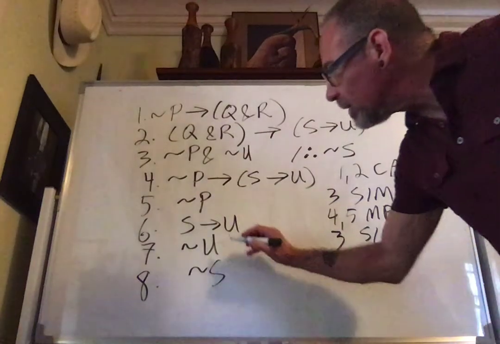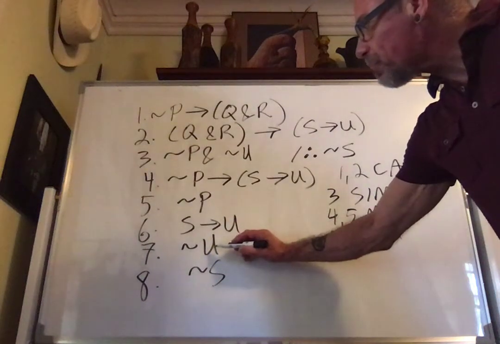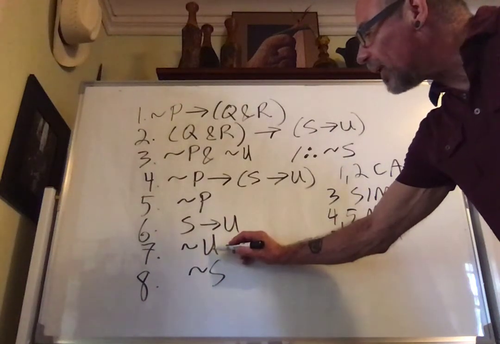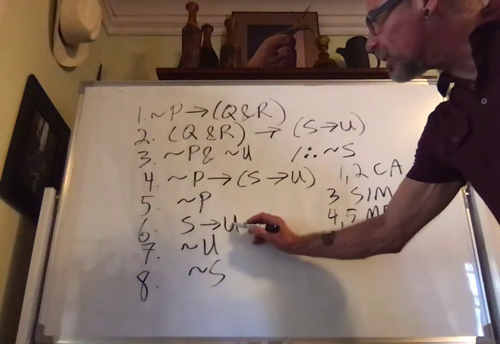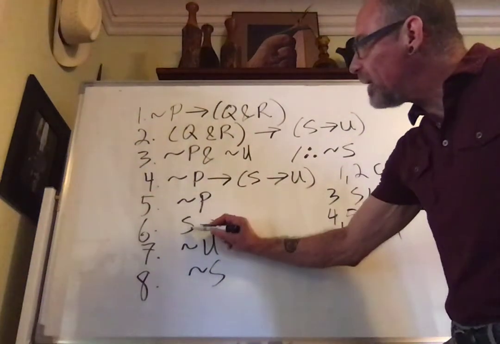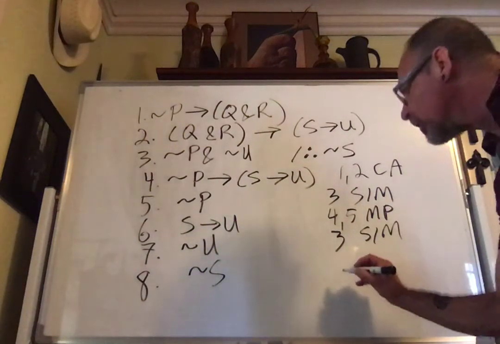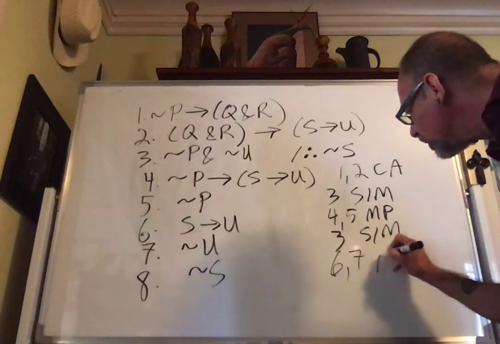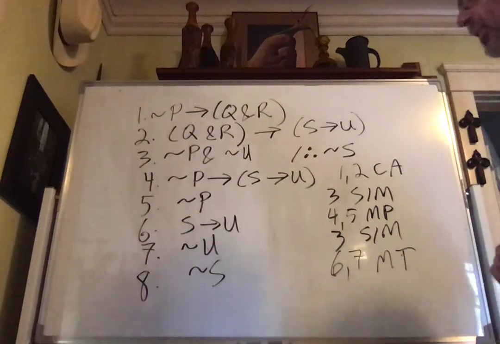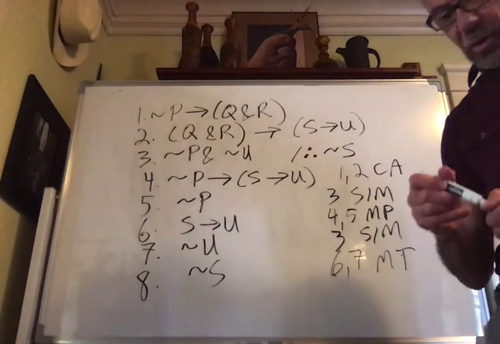And then finally, look at 6 and 7 together. We've got a conditional in 6. In 7, we've got the negation of the consequent. And then 8, the conclusion we're trying to get, is the negation of the antecedent of the conditional in number 6. And that is the modus tollens pattern. So the annotation for line 8 is 6, 7 modus tollens.